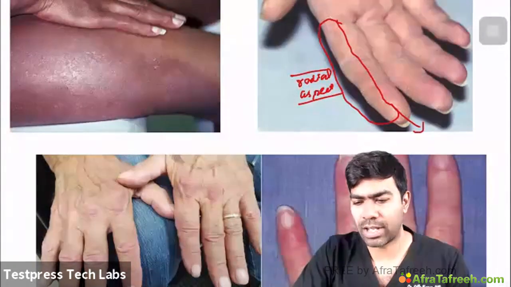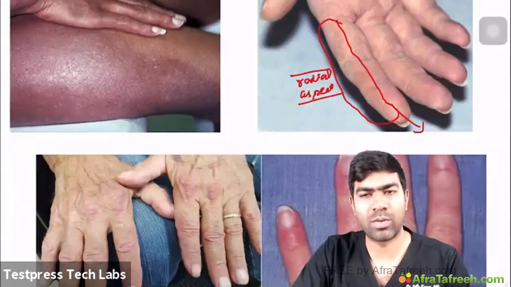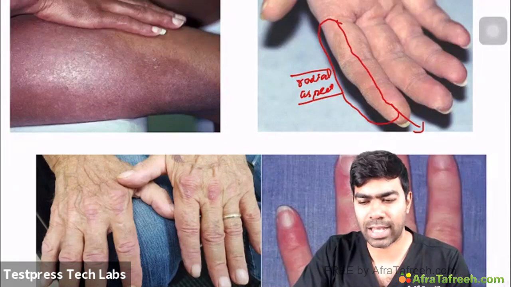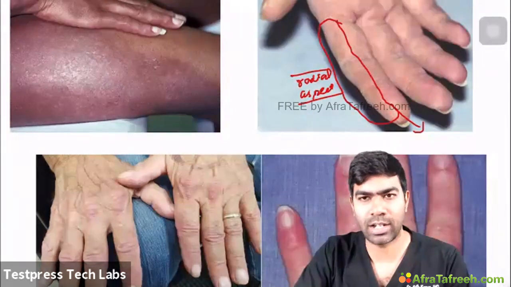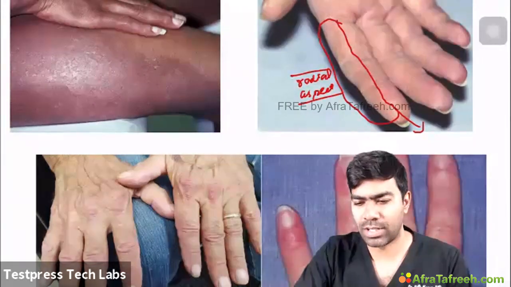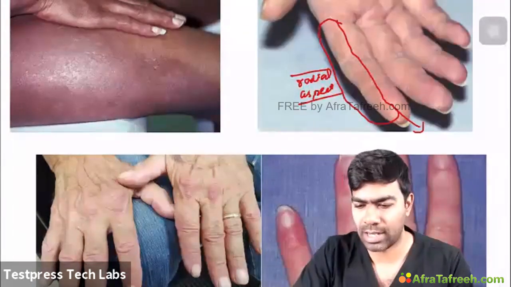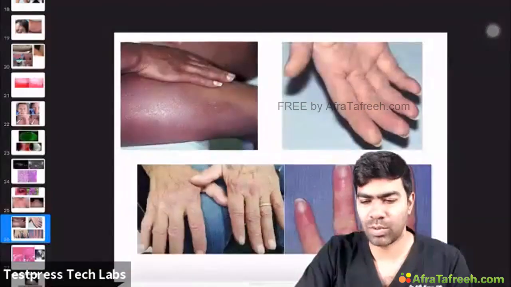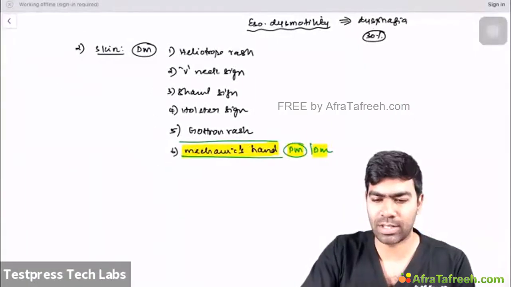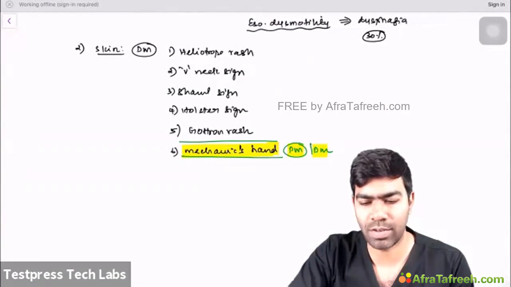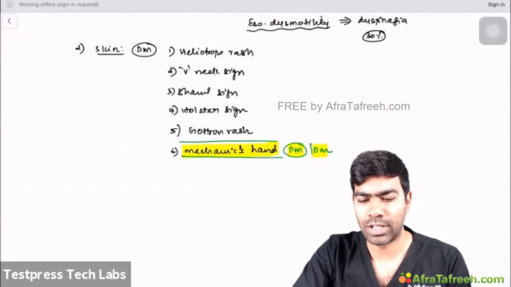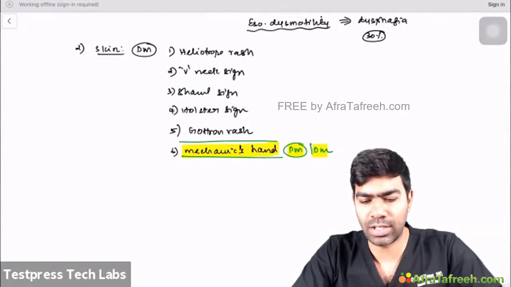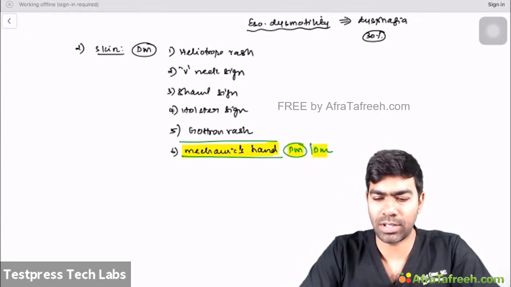So this looks like the hand of a manual laborer. In the textbooks, it's a characteristic description: ugly looking hand like that of a manual laborer. So that's why this is called a mechanic's hand. It can be seen in both dermatomyositis as well as polymyositis, but I'll tell you why it is the case, because it's a marker of one particular antibody that we're going to discuss in some time. So these are the skin manifestations that you generally tend to see in the setting of dermatomyositis or polymyositis.